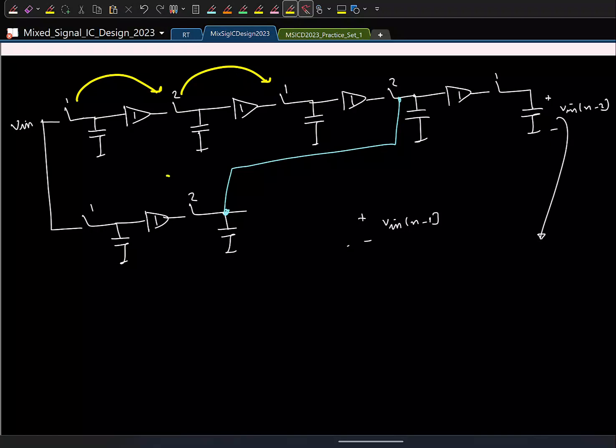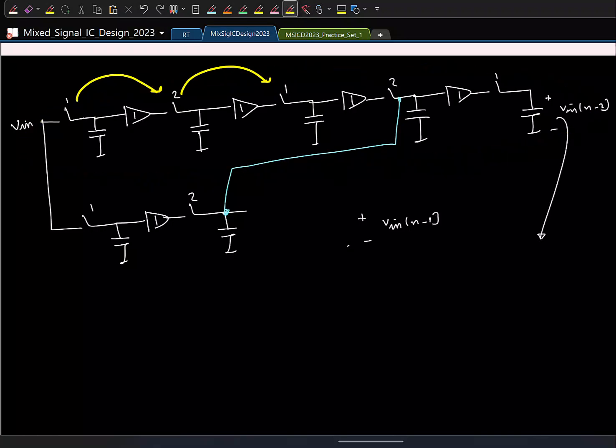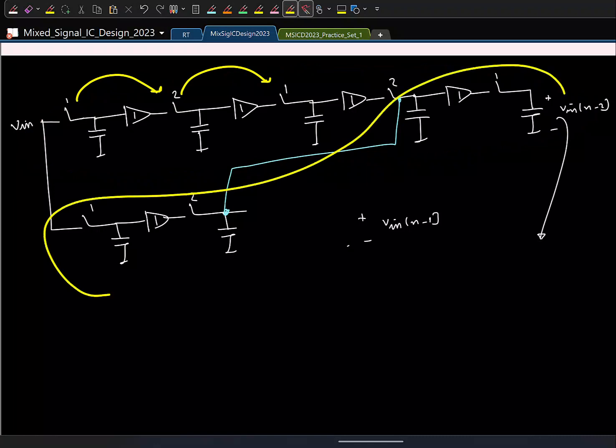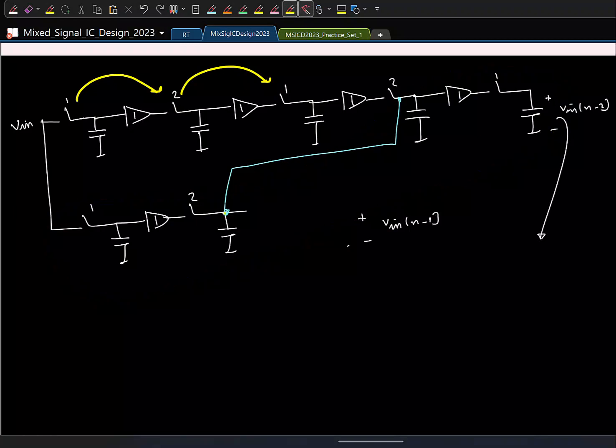If I just had this path, what did I get? N minus 2. So let us say I had only this path. What will I get? N minus 1. So now what I am doing is basically connecting the two capacitors. If I connect the two capacitors, there will be some charge transfer. So the output will finally be something of the form alpha 1 times V of n minus 1 plus alpha 2 times V of n minus 2. You can find out what this alpha 1 and alpha 2 are.